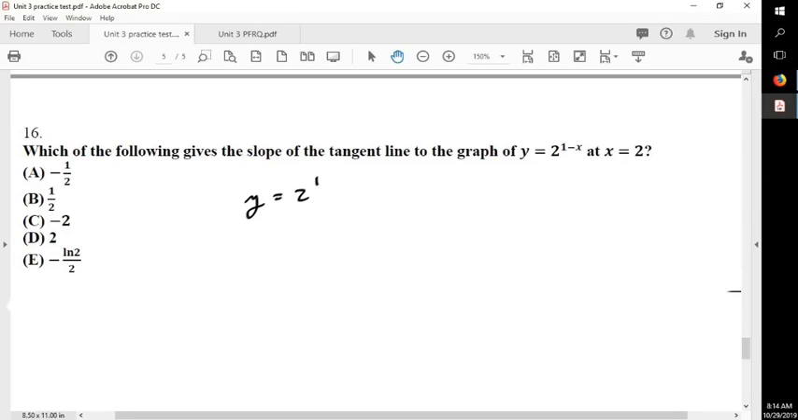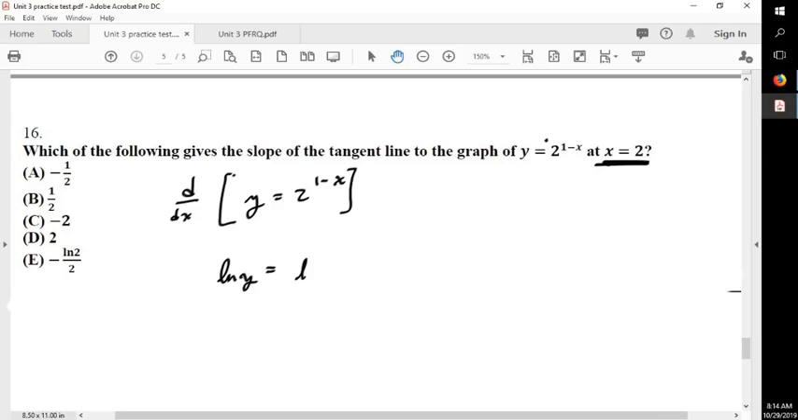Now I need to remember, after I'm done, I got to plug in the 2. So I first got to find the derivative, and then I'm going to plug in the 2. So, if I wanted to find the derivative of this, what you can do is you can natural log both sides.